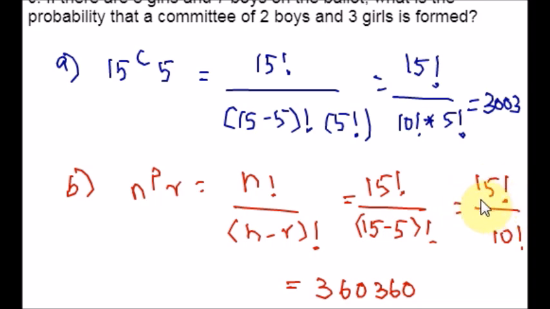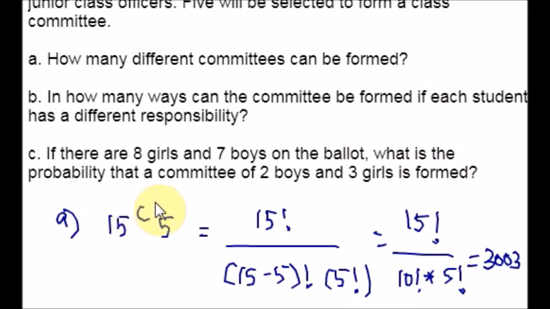Let us now concentrate on part C. The last part of the question is asking us to find, if there are 8 girls and 7 boys on the ballot, what is the probability that a committee of 2 boys and 3 girls is formed? Find the number of ways to select 2 boys and 3 girls and divide the total by the possible number of 5-member committees that can be chosen from 15 students.